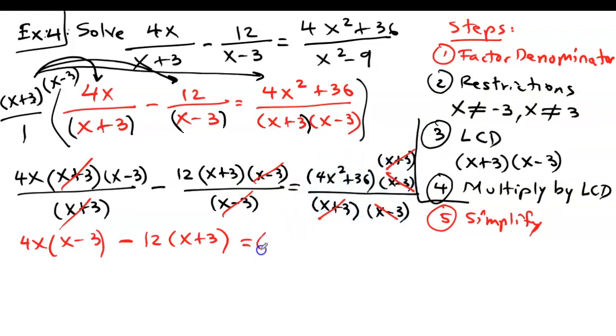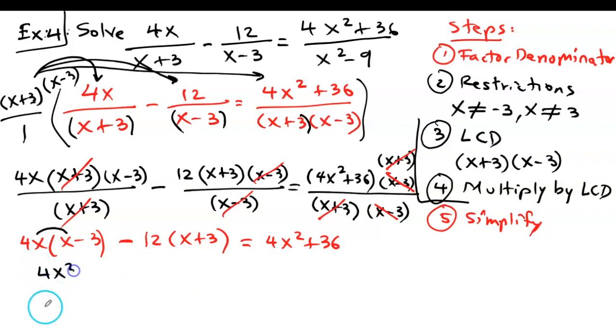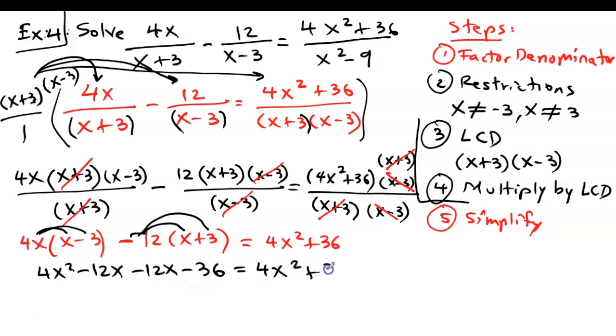What's left? The 4x squared plus 36. Do I need to keep this in parentheses? No. So I can erase these parentheses, and now I can just solve that equation as a regular equation. Let's see what we get. I see squares. 4x times x is 4x squared. 4x times negative 3 is negative 12x. Negative 12 times x is negative 12x. Negative 12 times 3 is negative 36, equals 4x squared plus 36.